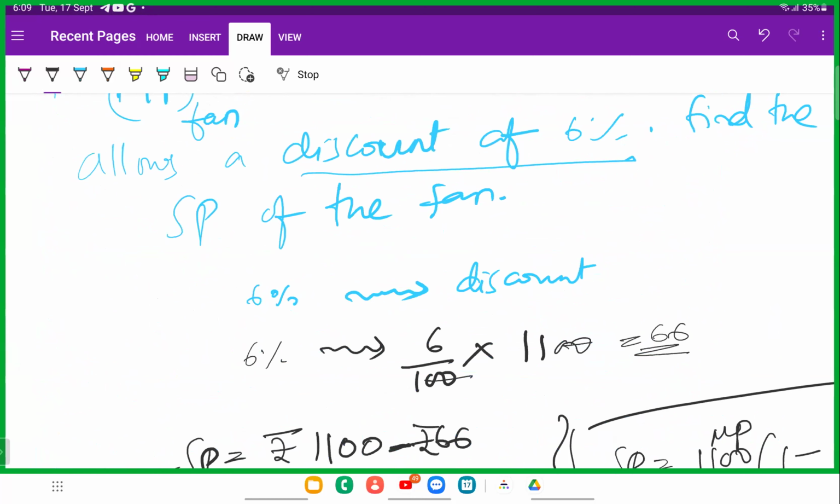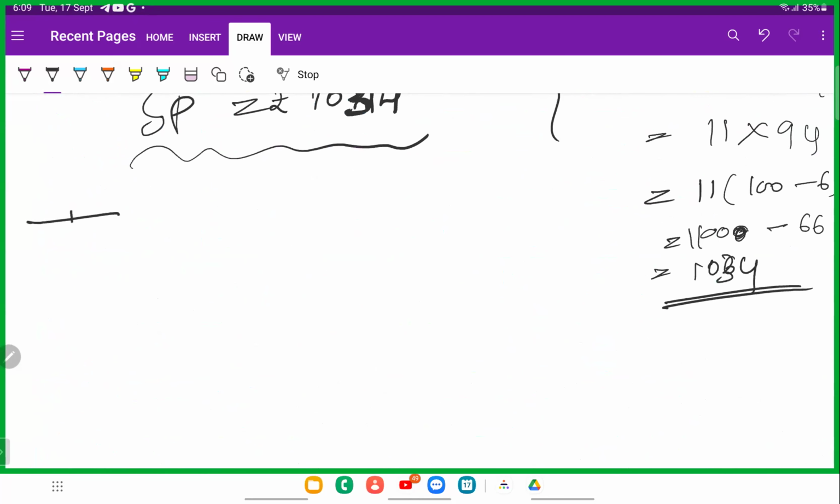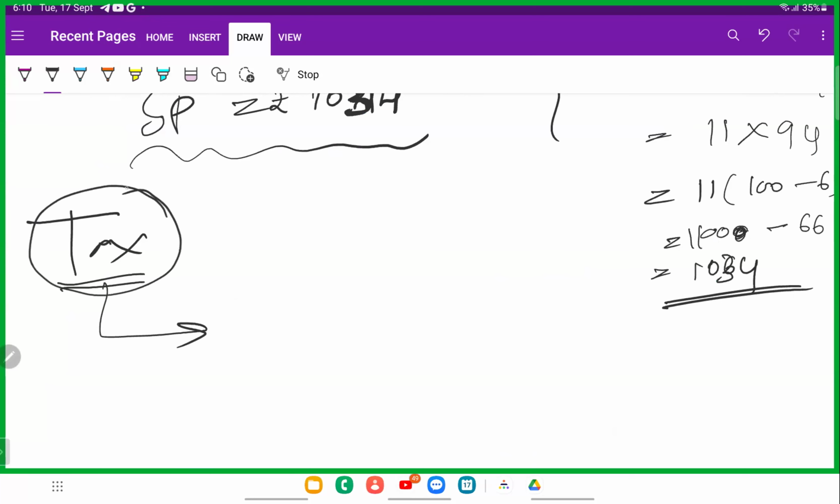So this is the discount, and next we are supposed to discuss tax. What do you mean by tax? Any idea you have? GST, CGST, extra tax, value added tax.